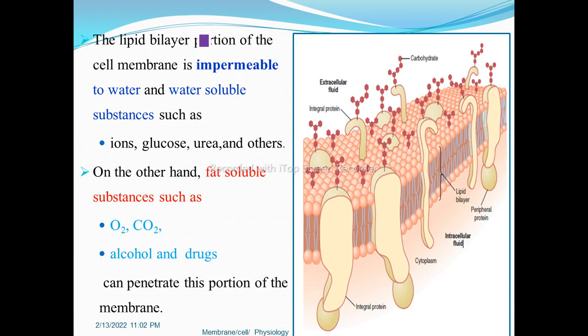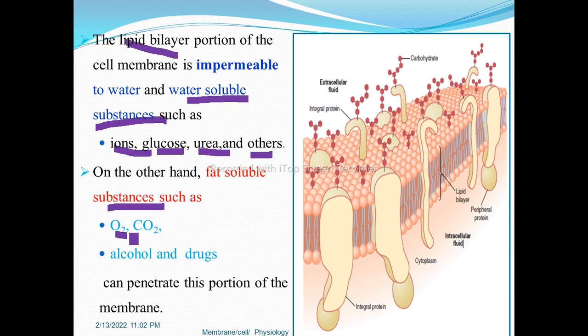The lipid bilayer portion of the cell membrane is impermeable to water and water soluble substances such as ions, glucose, urea and others. On the other hand, fat soluble substances such as oxygen, carbon dioxide, alcohol and drugs can penetrate this portion of the membrane. So this is our cell membrane. This is the lipid bilayer, head and tail. This is a peripheral protein, this is intracellular fluid, this is extracellular fluid, and this is an integral protein. This is a carbohydrate attached to the integral protein.